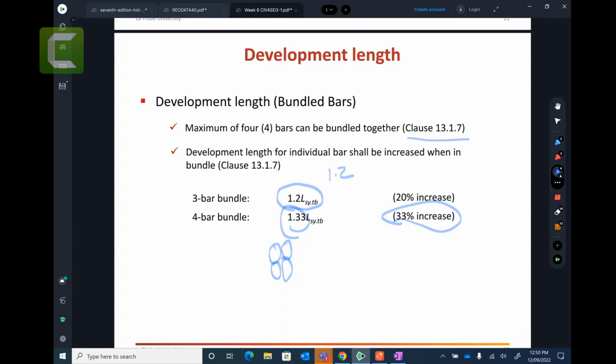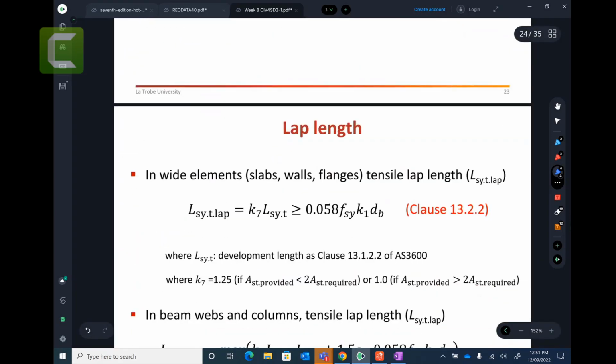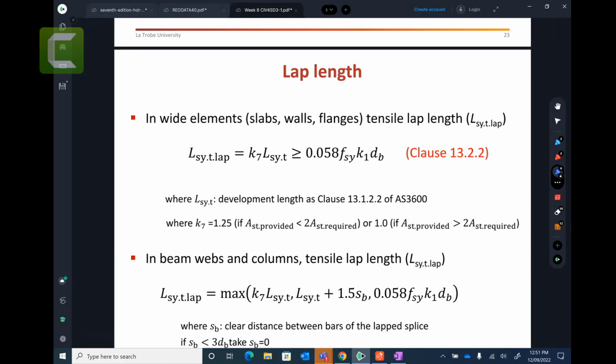As I mentioned, the diameter increases, and if you're considering the bundle bar as a diameter of 3 times or 4 times the diameter of the original bar, you might want to provide a larger development length, and that larger development length comes from 20% or 33% of the development length. Any questions so far? Development length, we finished.